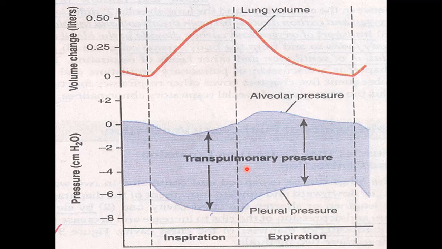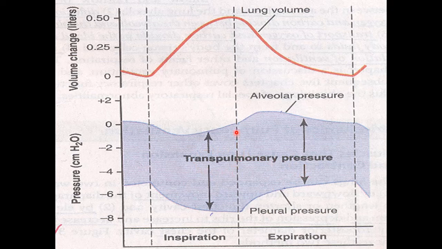Again the same curve, same graph, but now we will focus on the transpulmonary pressure. So transpulmonary pressure is the pressure difference between the pressure inside the lungs, which is the alveolar pressure, and the pressure outside the lung, which is the pleural pressure. The difference between the alveolar and the pleural pressure is the transpulmonary pressure.